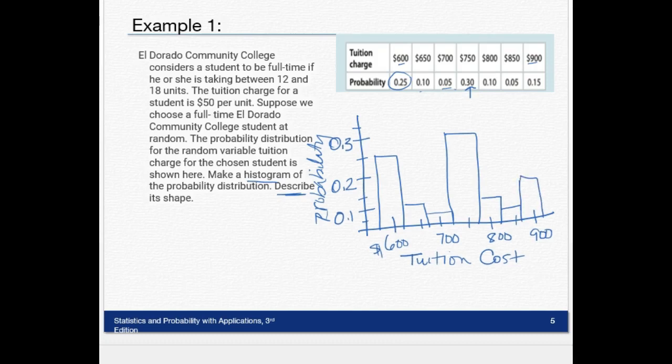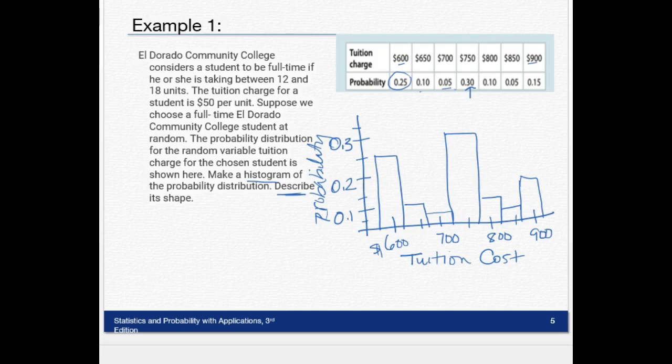Okay. So there's my histogram. I've labeled my axis. I've made it neat. All my bars touch. Everything is clear. Now, describe the shape. We did describing shapes way back in chapter 1 or 2, and we talk about symmetry. Remember, we talk about, is it left skewed, right skewed, or symmetric? And where does it peak, basically?